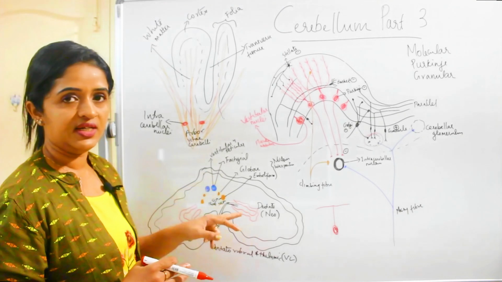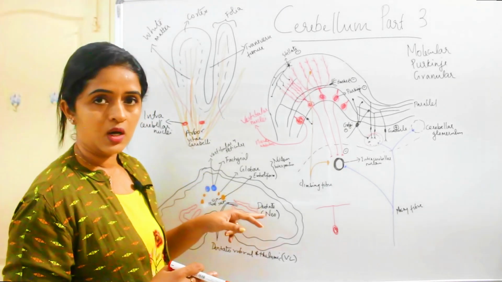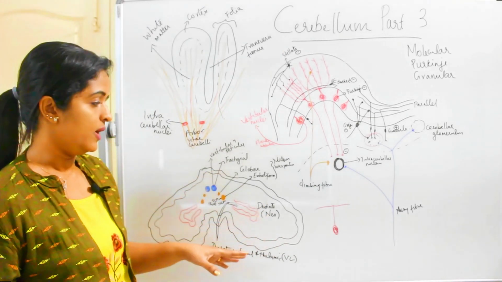So that is the order: D, E, G and F. That is how you have the intracerebellar nuclei arranged. So let's see them one by one.